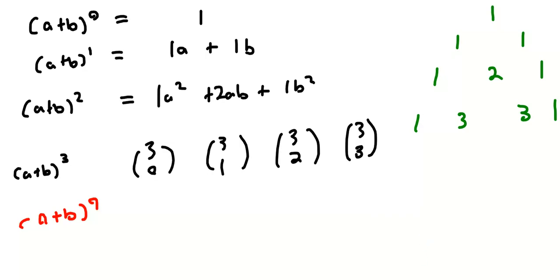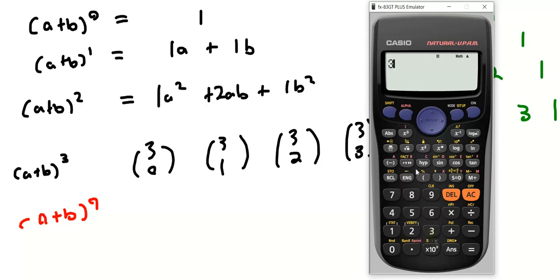All right, so do this. 3, shift, see the nCr button? Should be in yellow writing. Press that button. And then press 3 again. Press equals.